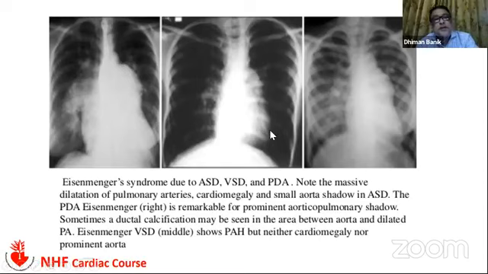In the middle picture, there is LV apex, the pulmonary conus is full, and the aortic knuckle is inconspicuous. It is a feature of VSD with Eisenmenger syndrome, that is Eisenmenger complex. And this is the picture of dilated pulmonary vessels, a prominent aortic knuckle, LV apex, and the pruning effect is present. This is the picture of Eisenmenger syndrome with PDA. So with this, I end my lecture. Thank you all for your patient hearing.